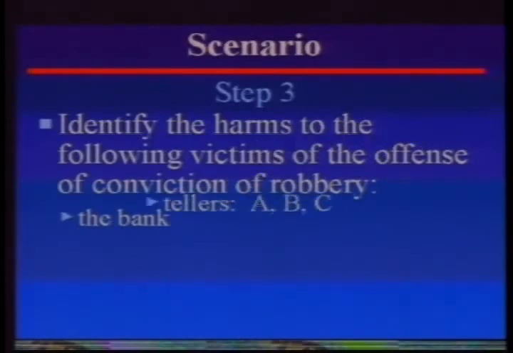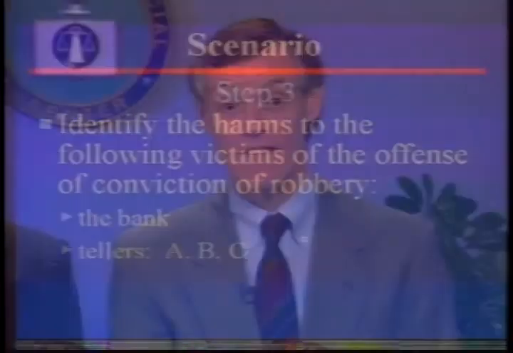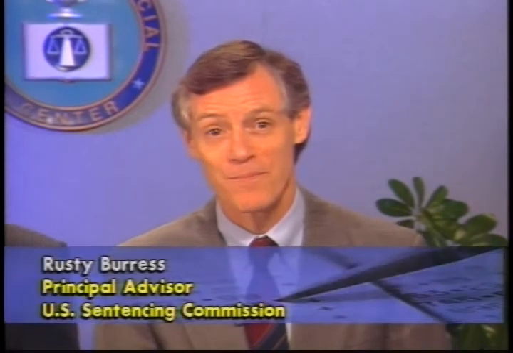Now, having looked at the bank, let's see what other victims we've identified and what harms they have suffered. Tellers A, B, and C. Again, I think we'll have to take these separately because of the different harms that they may have suffered. Teller A, who would like to say what harms you think Teller A suffered? We've identified Teller A as a victim now, so now we have to, at our next step, under step three, determine what were those harms directly or proximately caused.